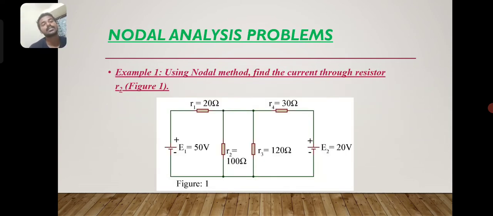Nodal analysis problems. Example 1. Using a nodal method, find the current through the resistor R2, seeing the circuit diagram.